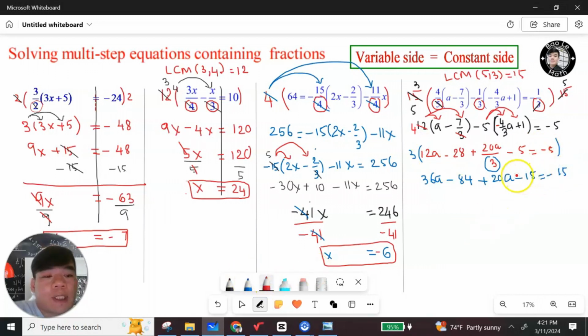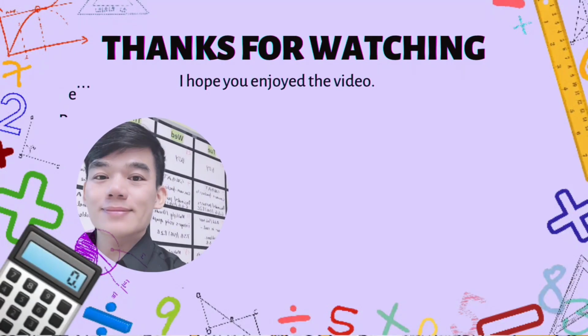Now the negative 15 on both sides cancels out. 36a plus 20a should be 56a. Now for negative 84, I add 84 to both sides, so it should be 84 right here. Divide both sides by 56: 84 over 56. Divide the top and bottom by 28. 84 divided by 28 is 3, and 56 divided by 28 is 2. Thank you for watching.